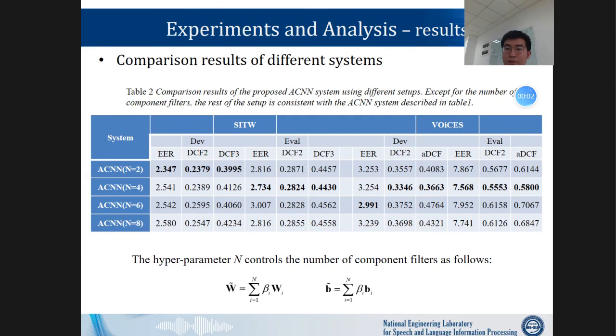The hyperparameter N controls the number of component filters. The experimental results with different N are listed in Table 2. There is a larger gap between the development set and the evaluation set when N equals 2. This means that too few component filters cannot guarantee the generalizability of the model. Generally, the system where N equals 4 achieves the best performance. Therefore, N is set to 4 in our experiments.